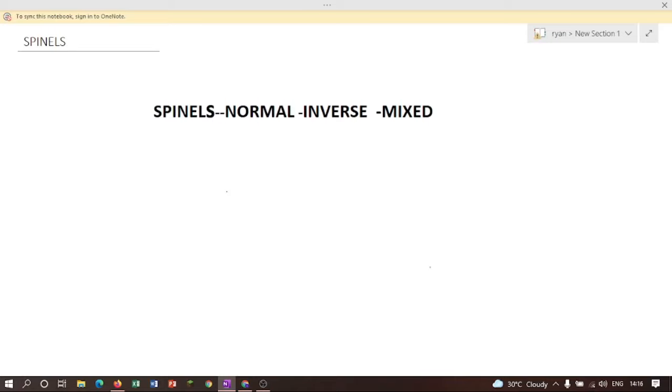Spinels are basically a type of crystal solids which have the general formula AB2X4. This is the general formula of spinels. X can be anything like oxide, sulfide, fluoride, selenide, etc.